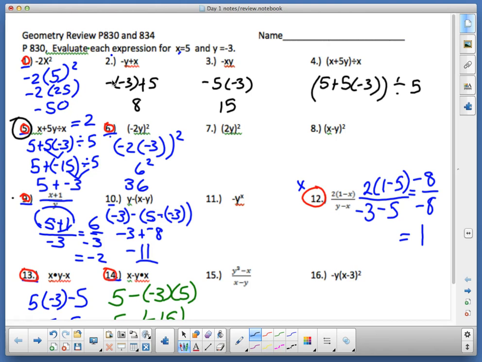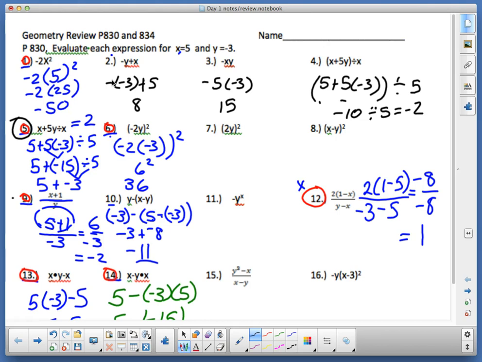Now, keep in mind, I've got to do this stuff inside the parentheses from here to here first. So I got to do this stuff inside this parenthesis right here. Okay? So this is going to be negative 15 plus 5. You know, 5 plus negative 15 is going to be negative 10, divided by 5 is going to give me a negative 2.